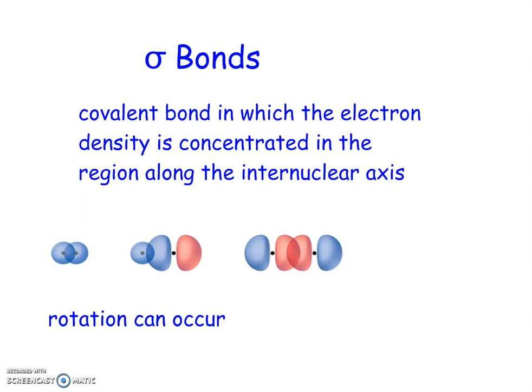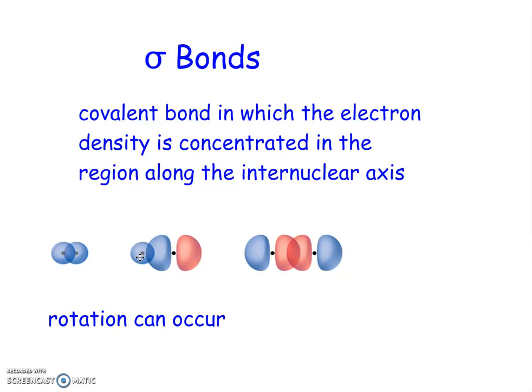There are two types of overlap that we can have. The first one forms what is called a sigma bond. A sigma bond is a covalent bond in which the electron density is concentrated in the region along the internuclear axis. So we can have overlap between two s orbitals, and if I drew a line between the two nuclei, the region of highest density is right along that line between the two nuclei.